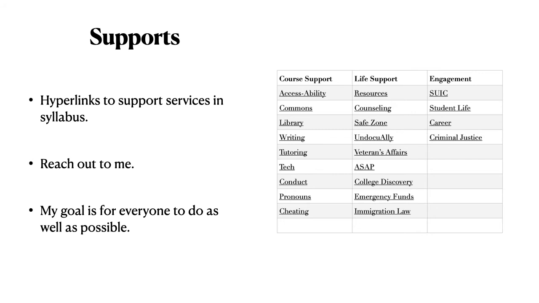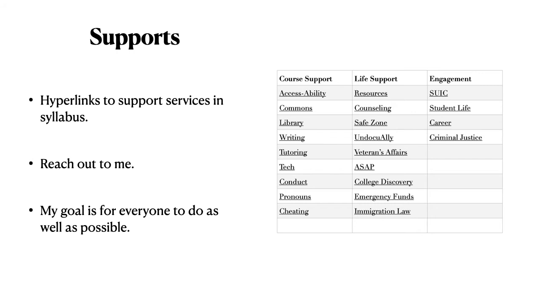There are a number of supports that I have made available in the syllabus. If you see the table in the syllabus, each of those underlined words are hyperlinks. So if you need something with, say, immigration law, then you click that link, it'll take you to that office. If you're looking for public benefits, there's a link that takes you to those resources. For student life or the student union events, you can take that, criminal justice, etc. Reach out to me if you need me to help guide you through this.